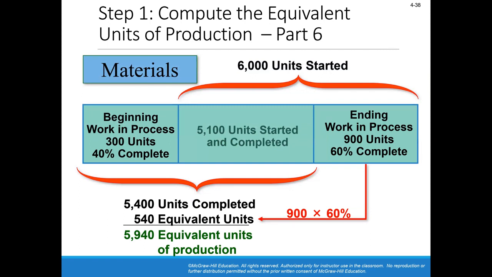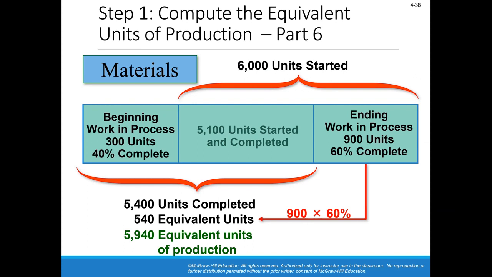All right, so this just breaks it down a little bit different, showing you that we started 6,000 units. We began with 300 units and they were 40% complete. We had 5,100 units that started and completed. In the end, we were left with 900. So how many units were completed? We had 5,400, the 300 plus the 5,100. That's our units completed, 5,400. Remember, they told us that was what was moved out. And then we had that 900 times 60%, which is 540. So we have the 5,940 equivalent units.